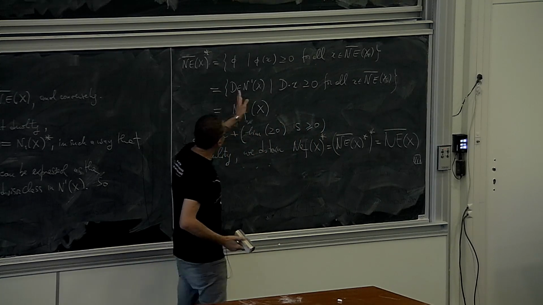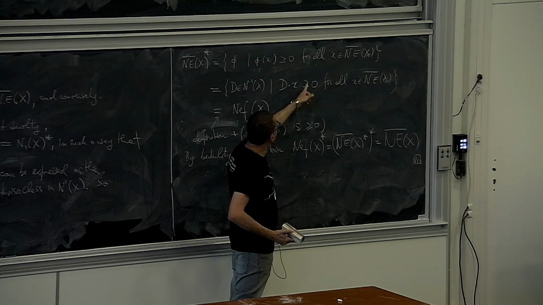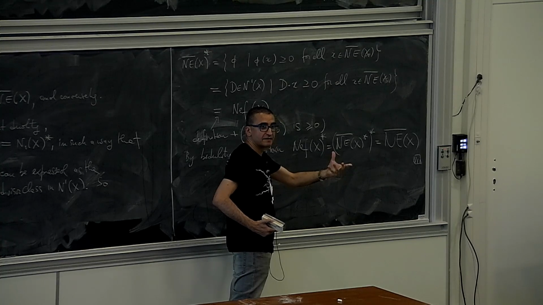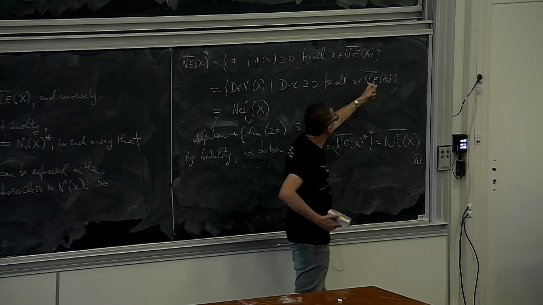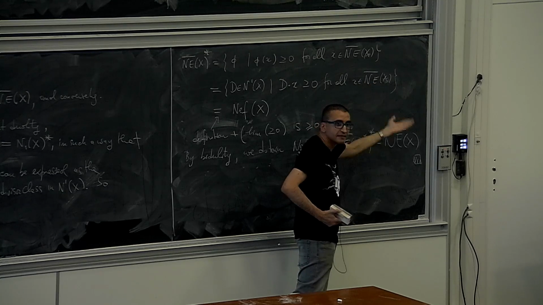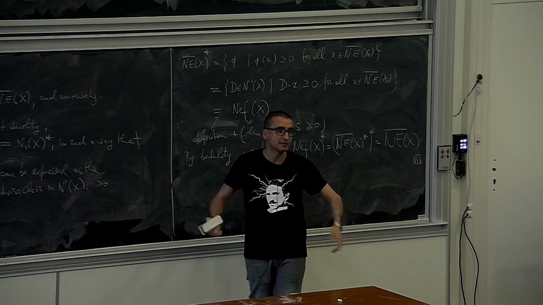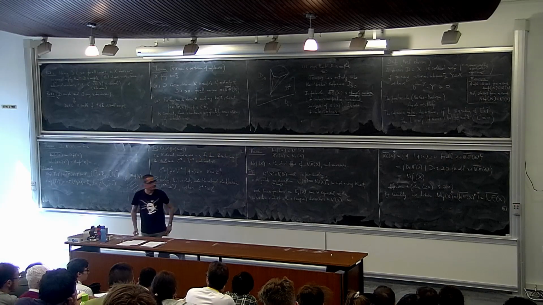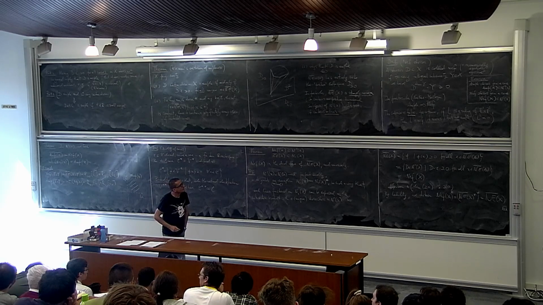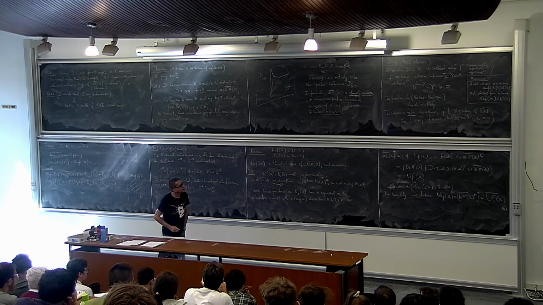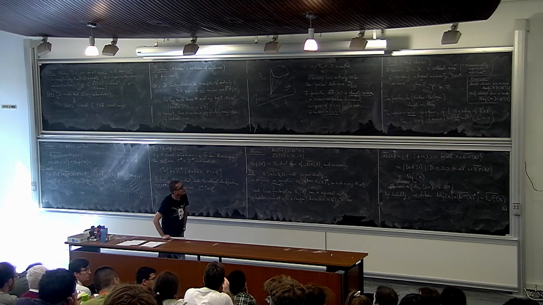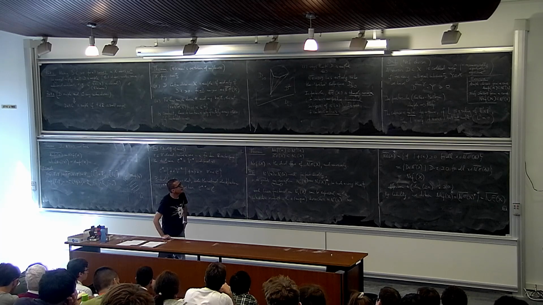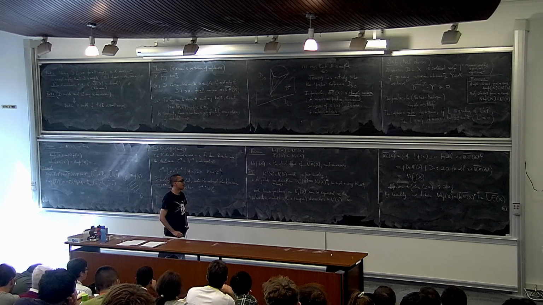My definition of nef is that this must be greater than or equal to 0 for all effective curves. But then when you go to the limit, this is a limit with non-negative coefficients, so it is again greater than or equal to 0, so it is okay. It's a separate statement that it's enough to check nefness on curves and not on all varieties.